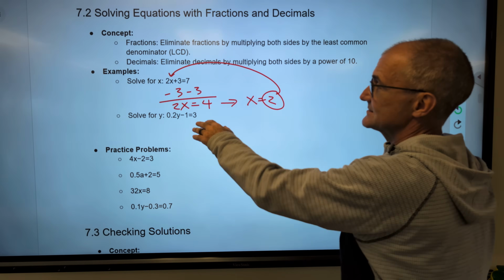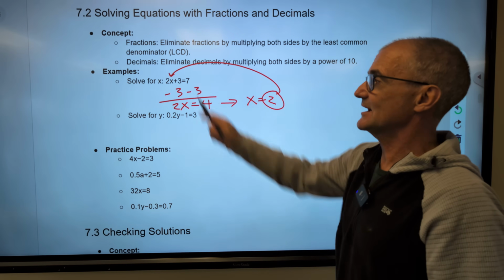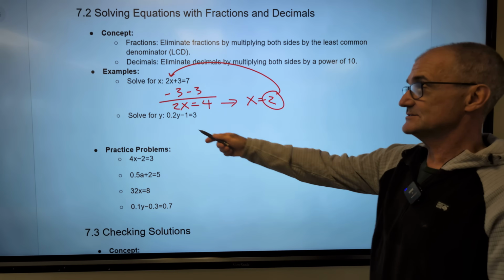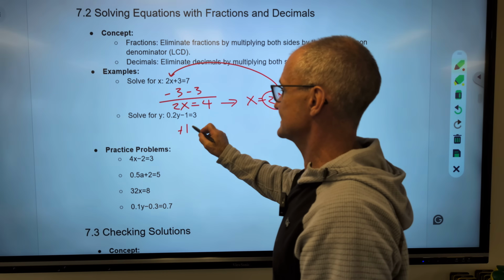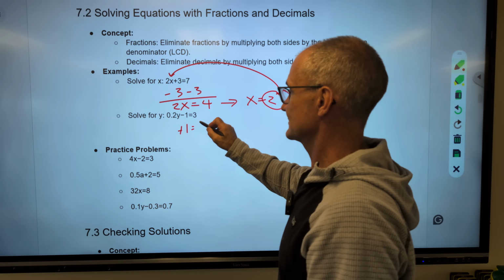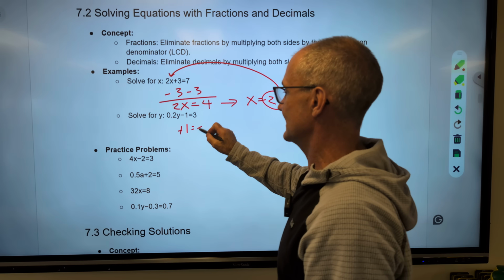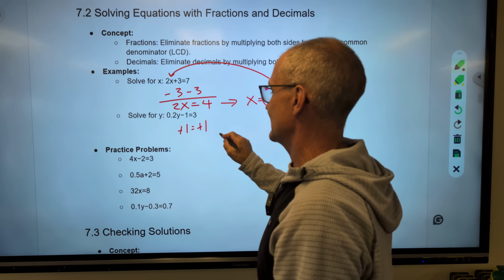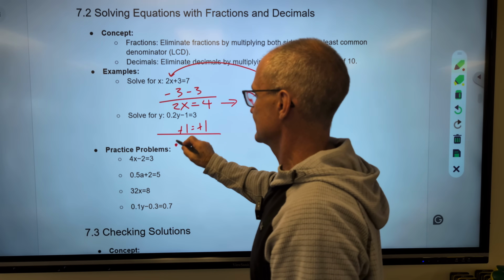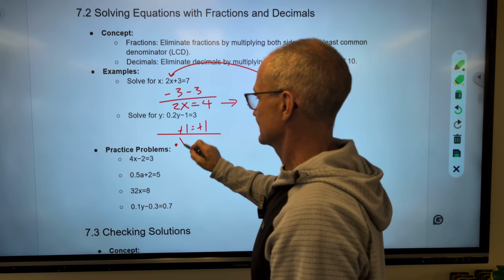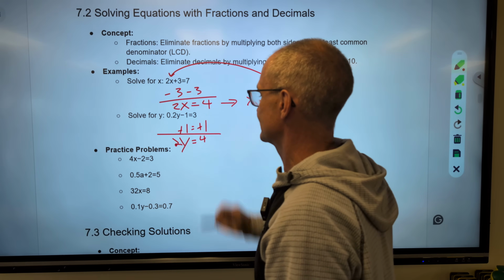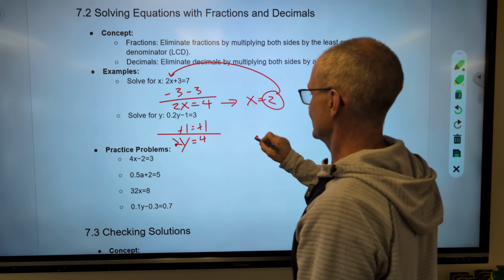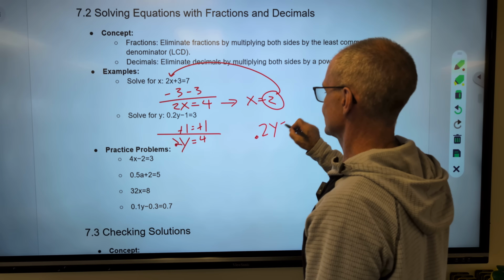Okay, next one. So that's a 2-step equation. First subtraction, then division. 2-step equation here, but we got a decimal. I'm going to add 1 to both sides. So this is 3 plus 1. So I'm going to add 1 on this side. So I'm going to have 0.2y is equal to 4. I don't know if you can read that. 0.2y is equal to 4.